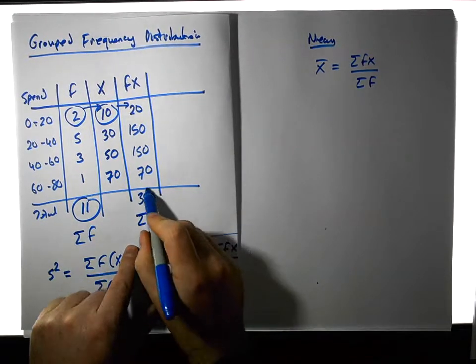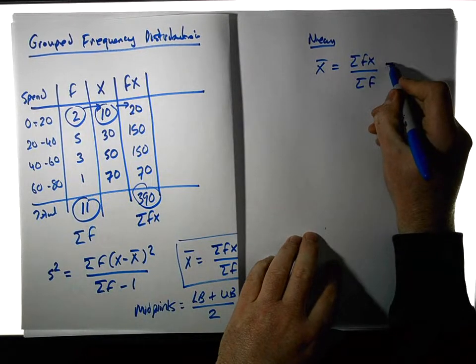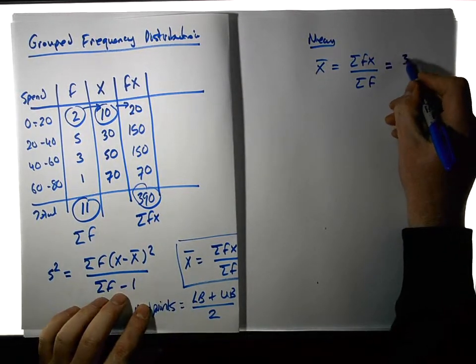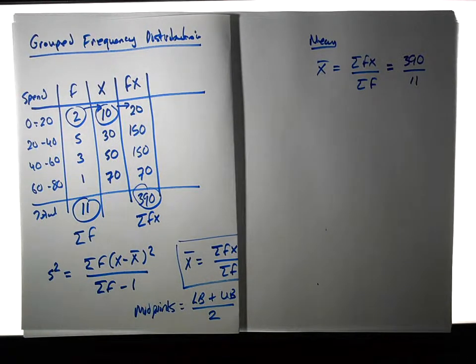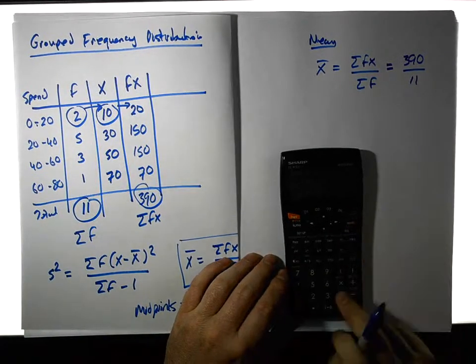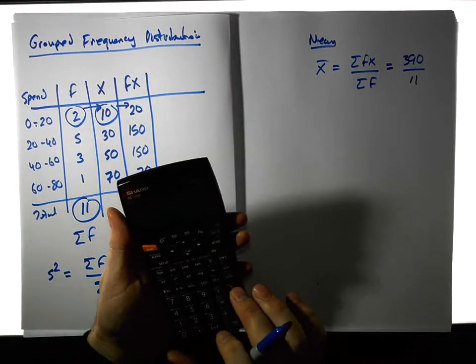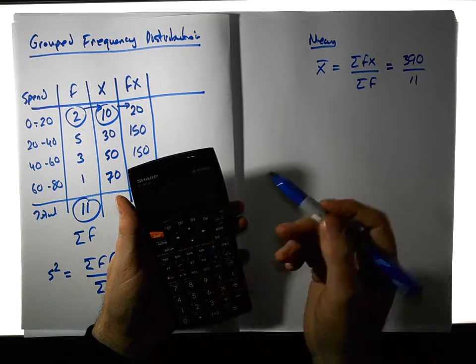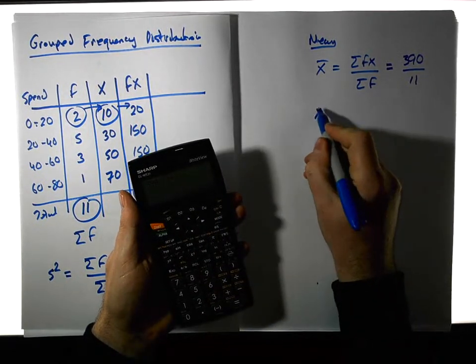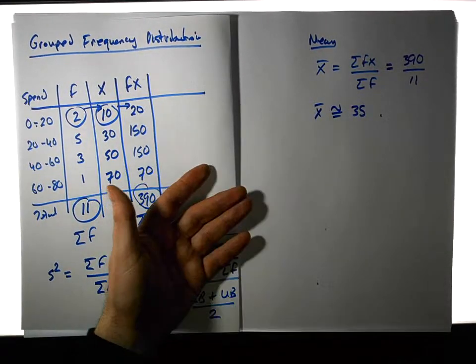So now we have both of our values that we can use to calculate our mean. So the mean must be equal to 390 divided by 11. And 390 divided by 11 gives us a value of approximately 35.5. So let's round it to a whole number. X bar is approximately equal to 35. I'm just going to use a whole number here to make things a little bit handier for myself.